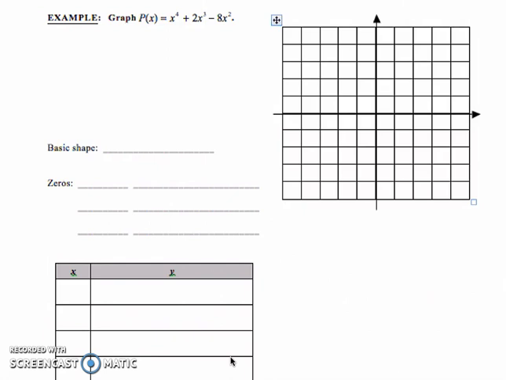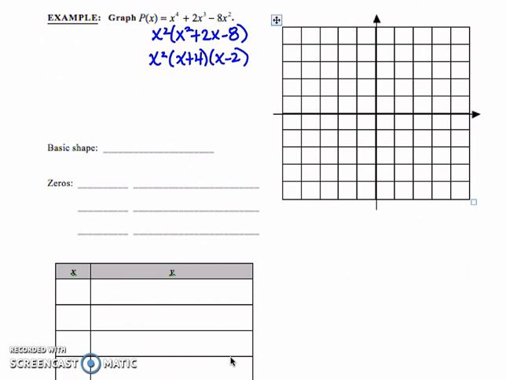So we want to graph this function p of x. Nothing's been done for us on this one, so the first thing that we're going to do is factor. When I look at the function p of x, I can see that there's a GCF of x squared. So I'm going to take that out first. And then I'm going to have x squared plus 2x minus 8. And then that trinomial is an easy factor. Two numbers that multiply to make negative 8 and add to make positive 2 are going to be positive 4 and negative 2. So that's going to factor again. So I've got x squared times x plus 4 times x minus 2.